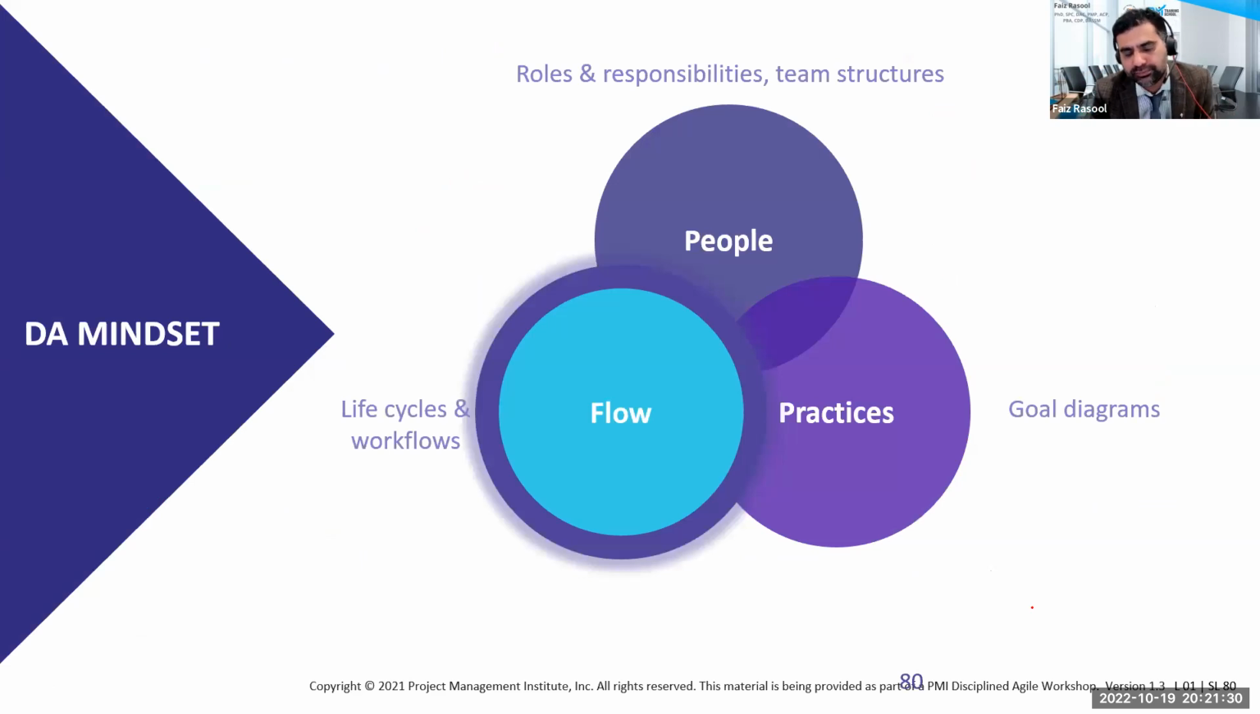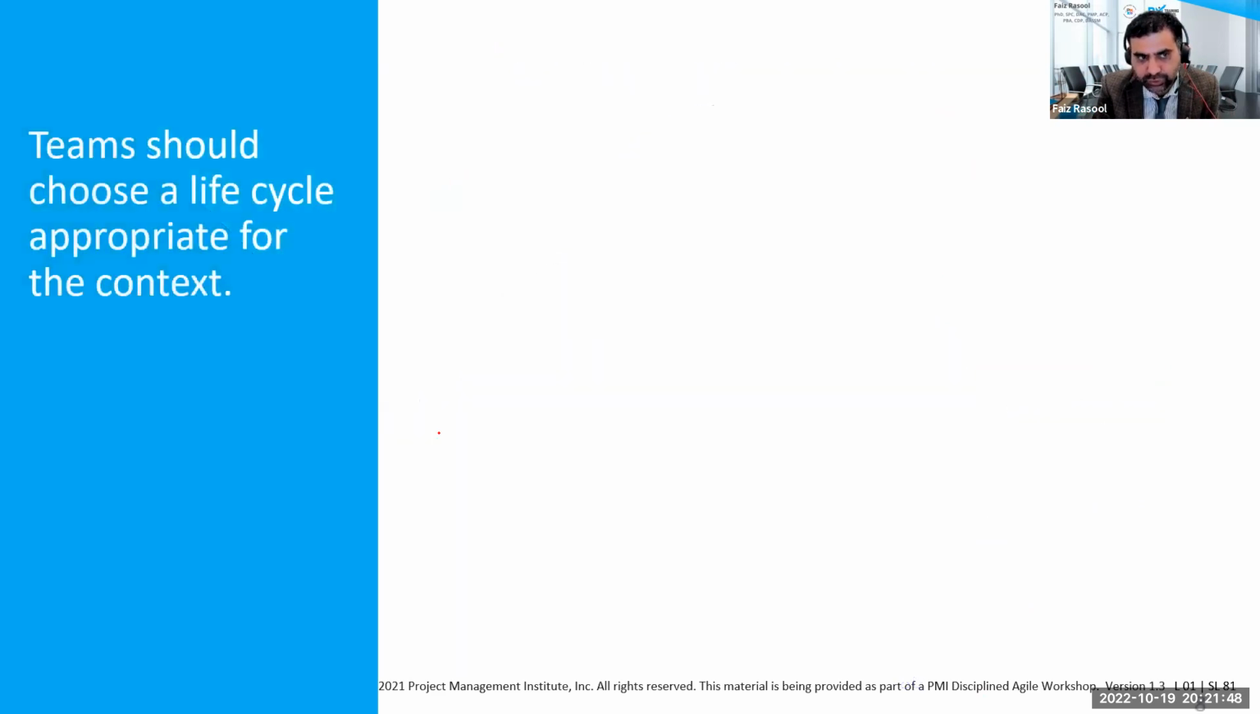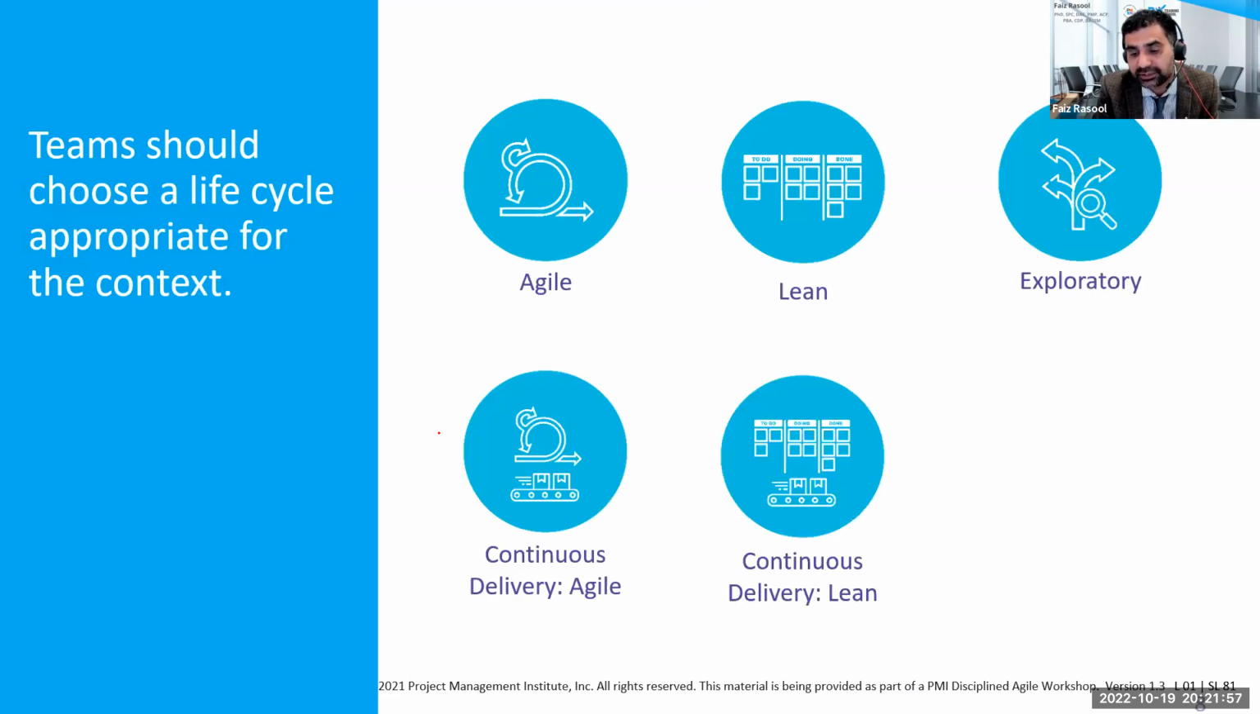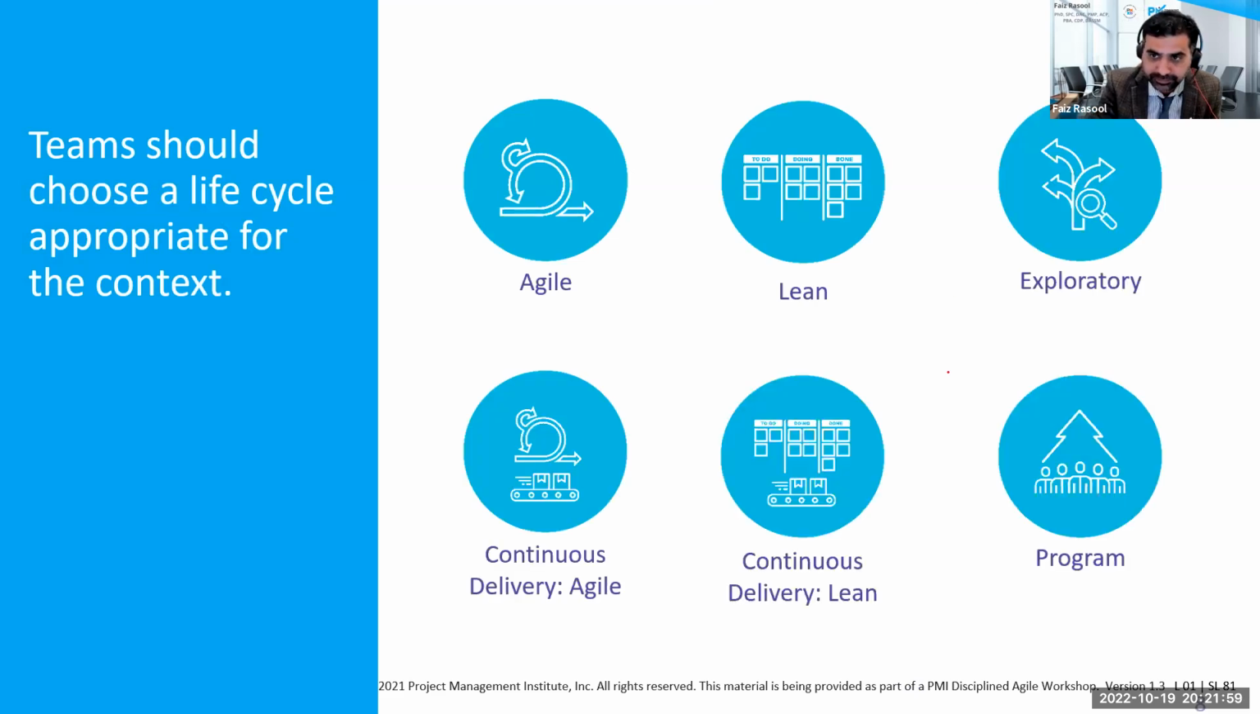And then flow. Again, our focus will be only delivery teams, solution delivery teams. We call them DAD, Disciplined Agile Delivery teams. And we will be talking about different life cycles that are provided to us to choose from. Because you remember that principle, choice is good. In fact, in total, there are 6 life cycles provided by Disciplined Agile to us.